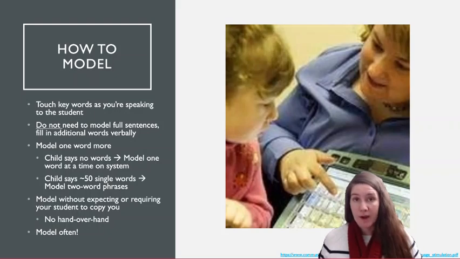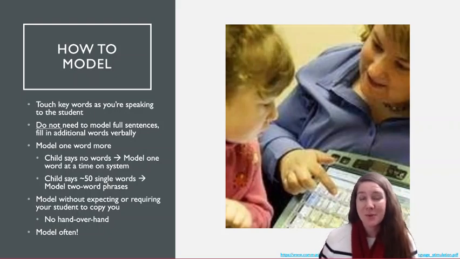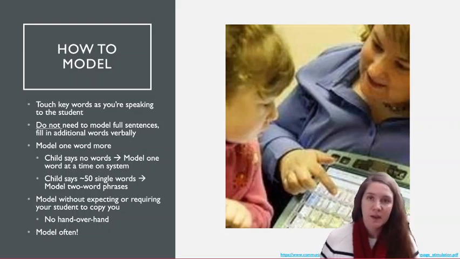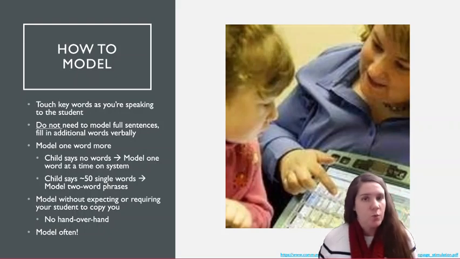Now that we've talked about why modeling is important, let's go over how to start modeling. At its most basic, modeling is just touching or selecting words as you're speaking to the student. Especially at the beginning, you really don't need to worry about modeling full sentences or finding specific words in the system. It is okay to model one word that you're familiar with and just fill in the rest of your thought with spoken words. As a general rule, we try to model one word more than what the child is currently communicating.